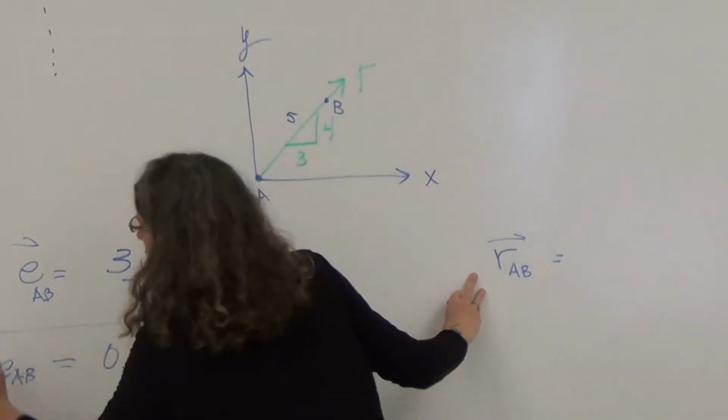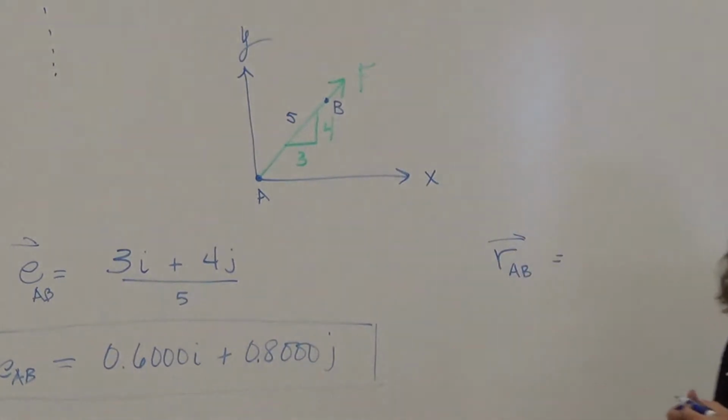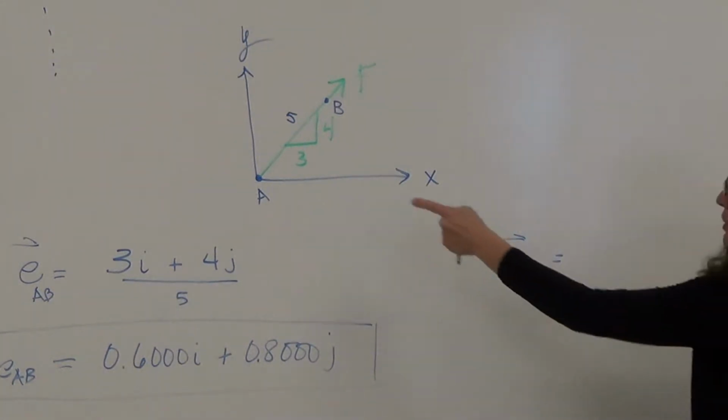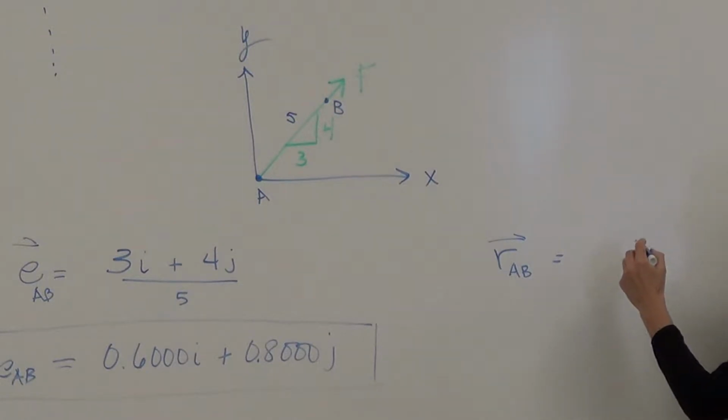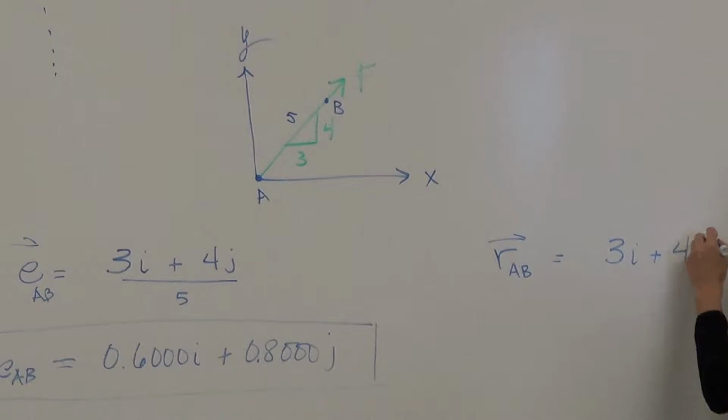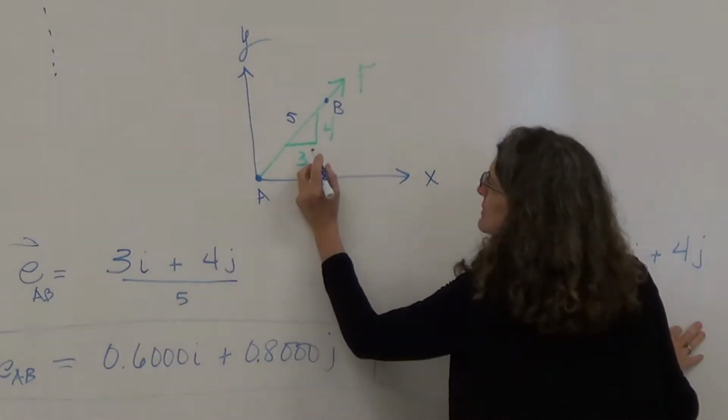Does a unit vector have any units? No, no units at all. Okay, Nick, what's my R vector going from A to B? It's 3i plus 4j. Does it have any units? Oh yes, it will actually. So let's write the distance.